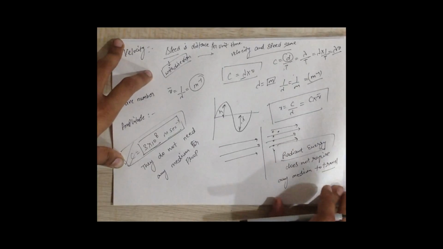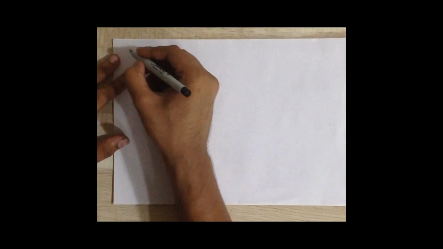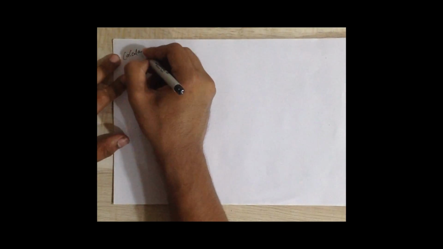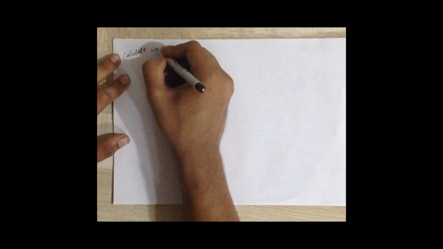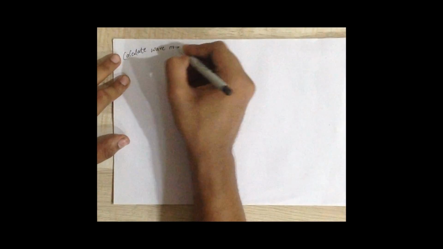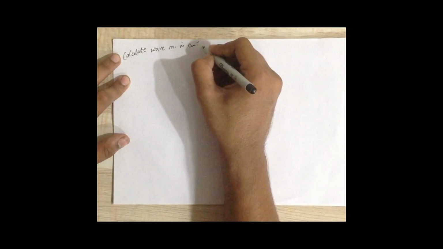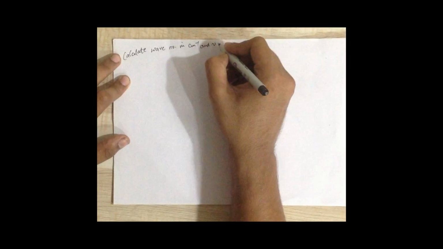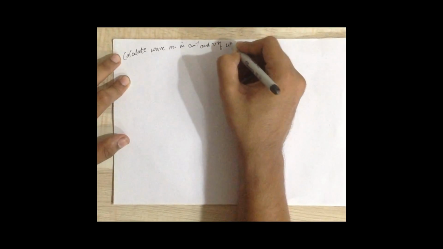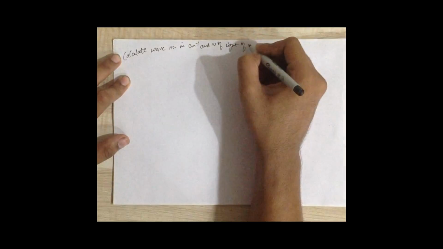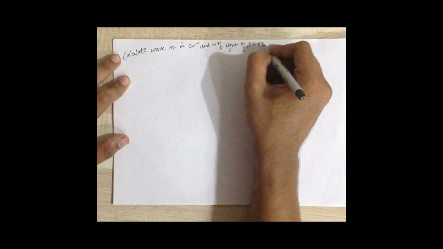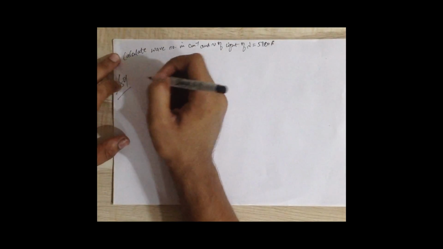So I have told you about these terms. Now I'll give you a question. You pause the video and solve this question. The question is, calculate the wave number in centimeter inverse and the frequency of light of wavelength 5800 angstroms. So you may please pause the video and solve this.